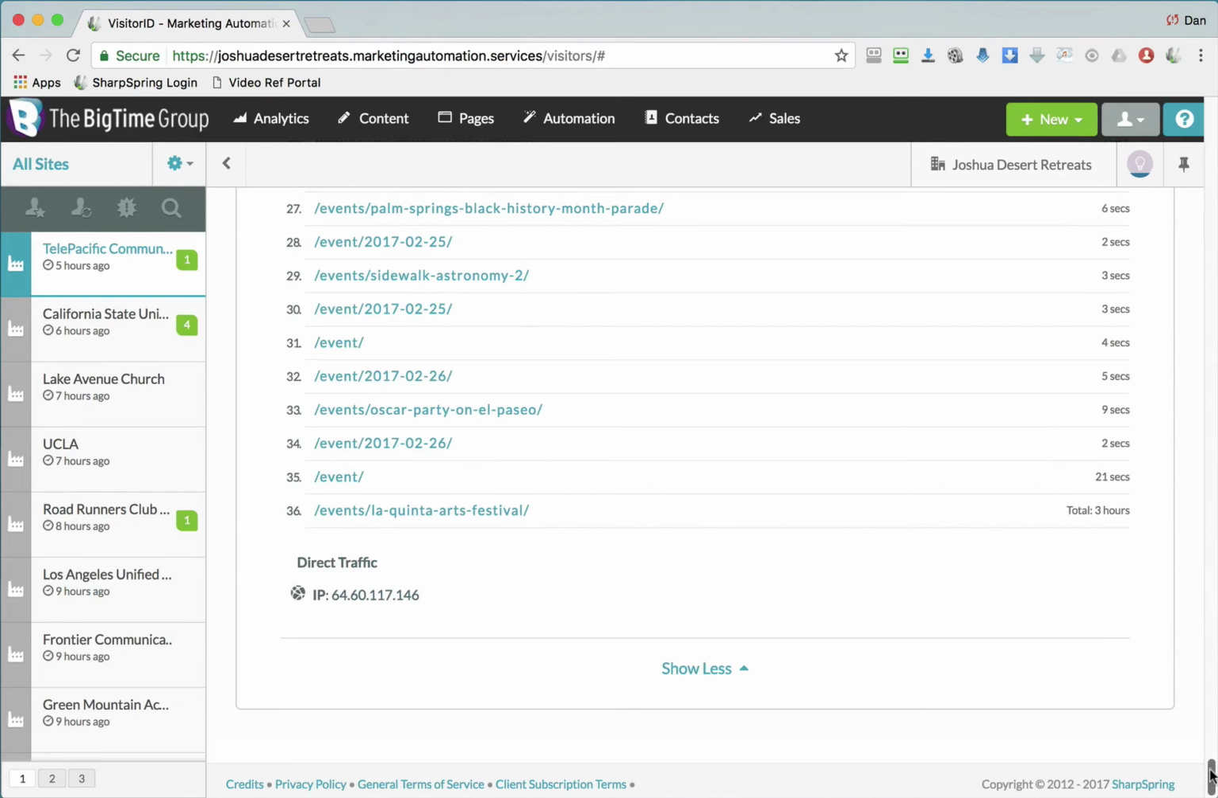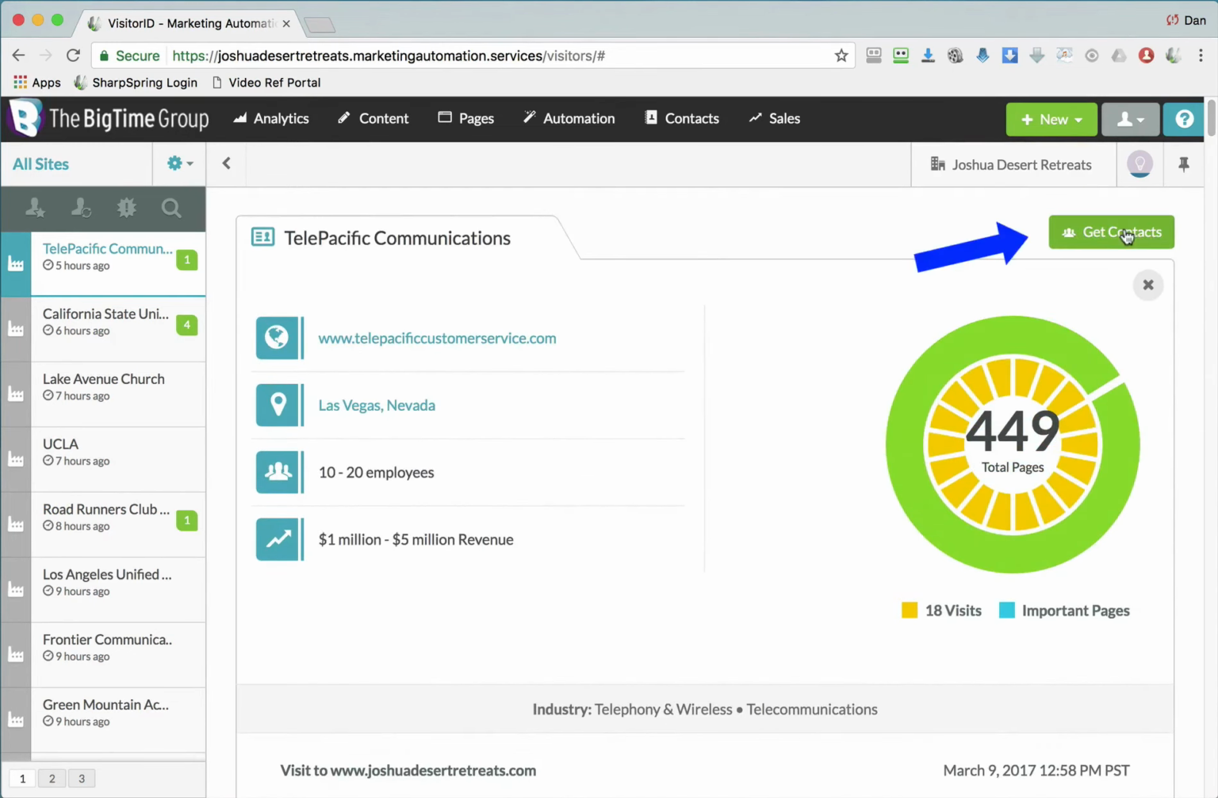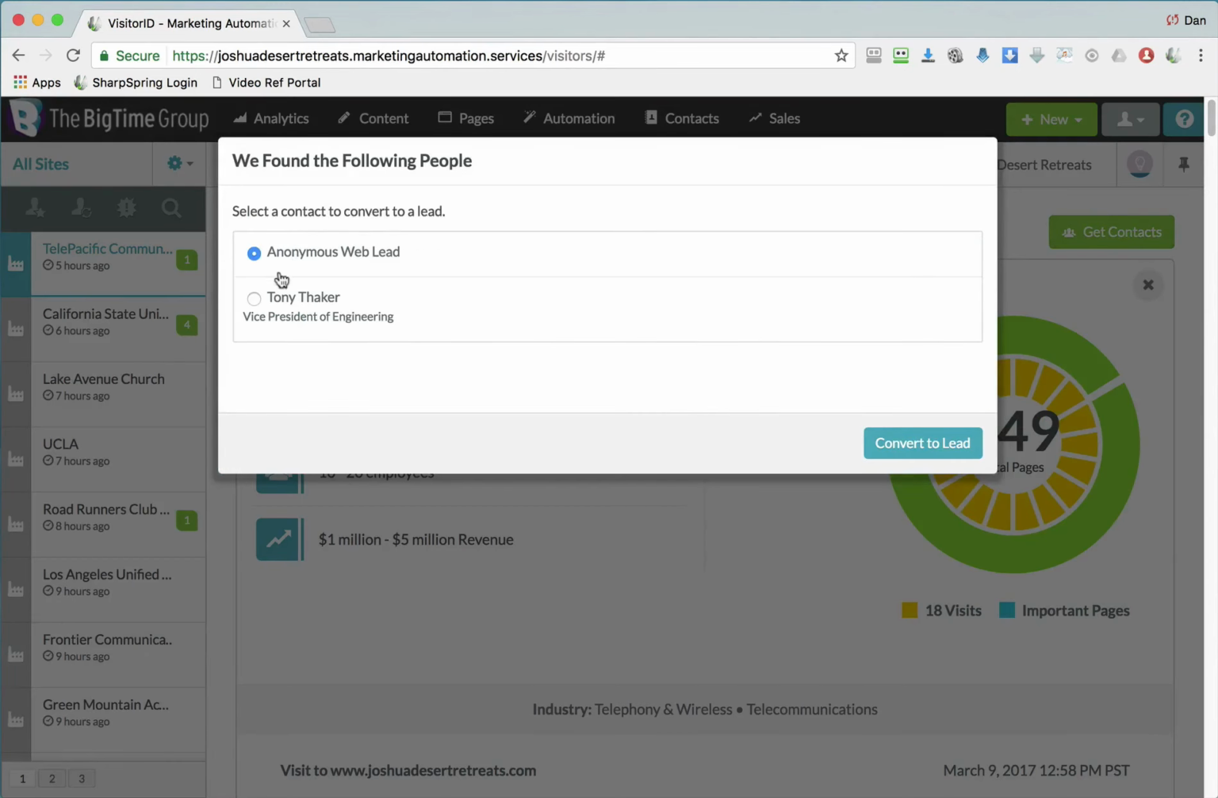So who looked at the page? Well, we don't know that. But what we can do is go up here and click on Get Contacts. Now, we don't know for sure that Tony here is the one who looked, but this system was able to grab his name. You'll see in some other instances, we'll have their email address, we'll have their phone number, but for this company, we can only get their name.